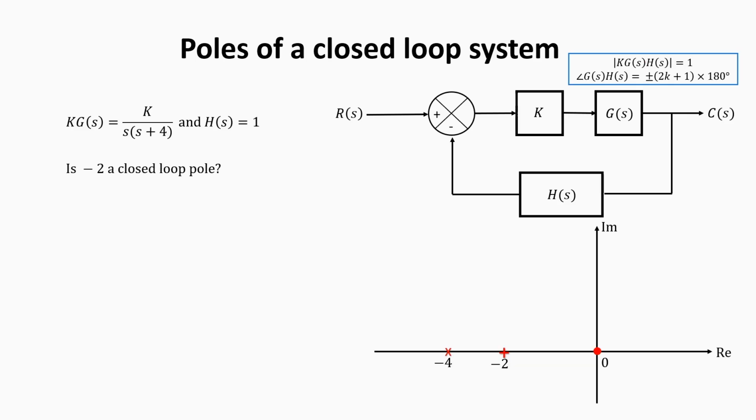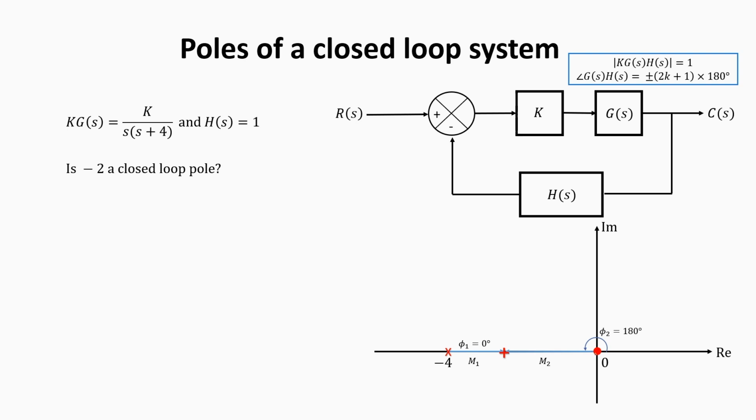Let us take another example. Is minus 2 a closed loop pole? Same question, is minus 2 a closed loop pole? Again, this is a pole here. So this is at minus 2. What will I do? I will draw two lines towards this point, right, and check what the angles are.